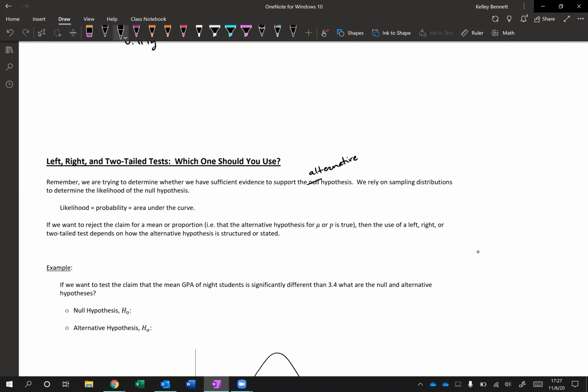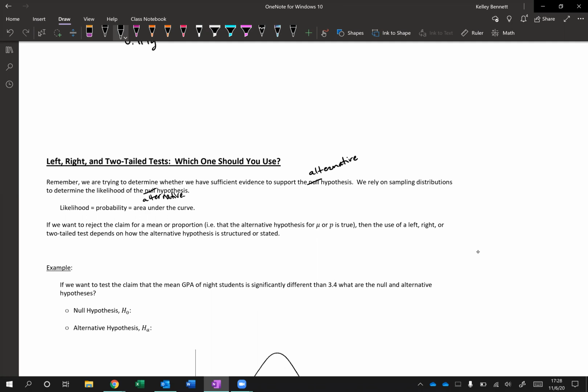And we rely on sampling distributions to determine the likelihood of the alternative hypothesis. Remember that likelihood is synonymous with probability, and probability is really area under the curve. So if we want to reject the claim for a mean or a proportion, or another way to say that is, if we want to show that the alternative hypothesis for mu or p is true, then we have to use a left, right, or two-tailed test, but which one we use depends on how we have structured the alternative hypothesis.